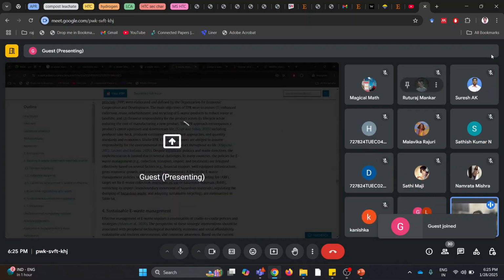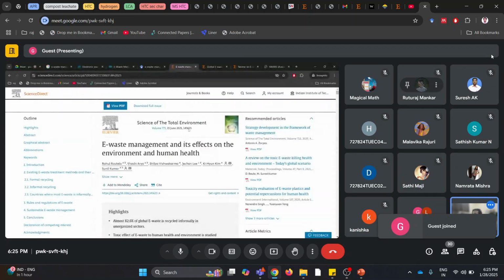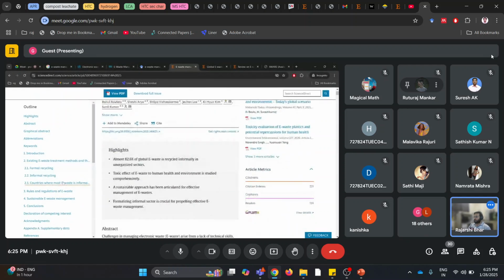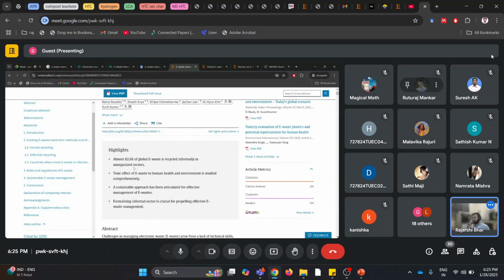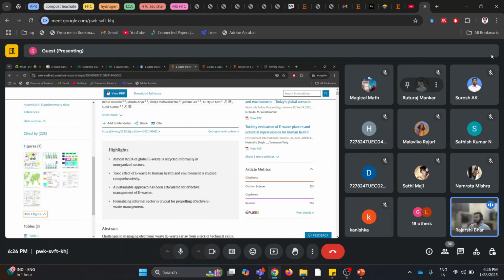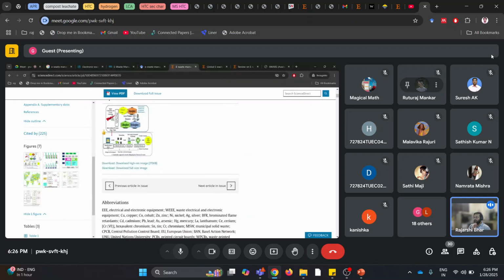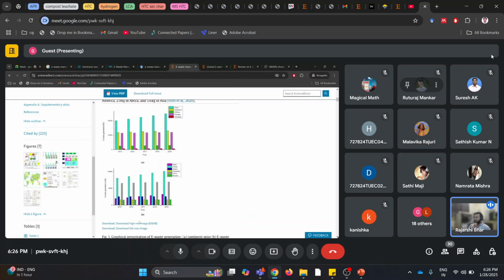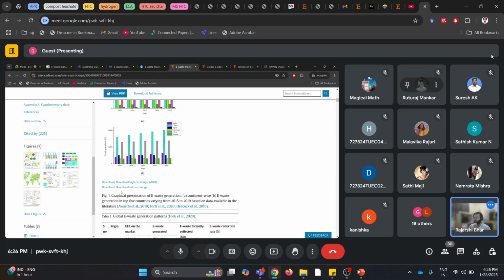Okay, so this is one of the papers on e-waste management and its effect on environment and human health. There are many such scientific papers on different topics. Today we will go through three such ones to see if we can find something interesting. Since figures often give us an idea about what is happening around the globe, we will mostly be focusing on the figures.